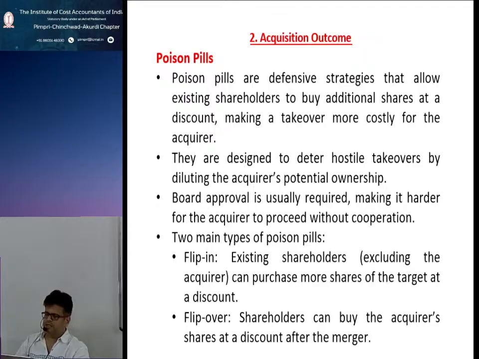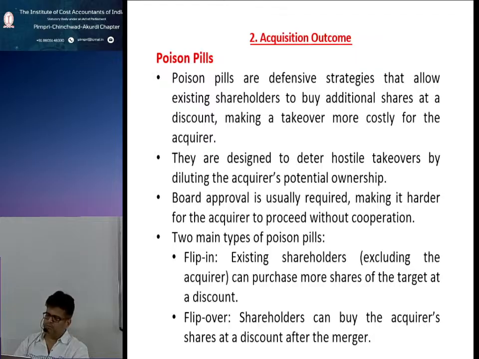There is another concept called poison pills. Poison pills are defensive strategies that allow existing shareholders to buy additional shares at a discount, making a takeover more costly for the acquirer. They are designed to deter hostile takeovers by diluting the acquirer's potential ownership. Board approval is usually required, making it harder for the acquirer to proceed without cooperation.